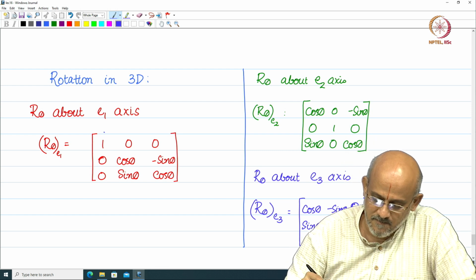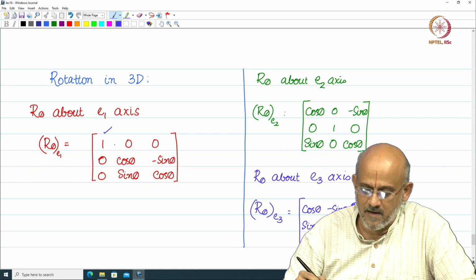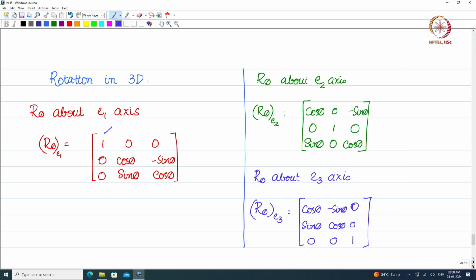If you look at this column that I have marked here, 1 0 0, that is of length 1. If you look at the second column, this is going to be square root of cos square theta plus sin square theta, so the length is going to be 1. Here also it is going to be square root of cos square theta plus sin square theta, the length is going to be 1. And what we interestingly see is each of these columns is orthogonal to every other column.